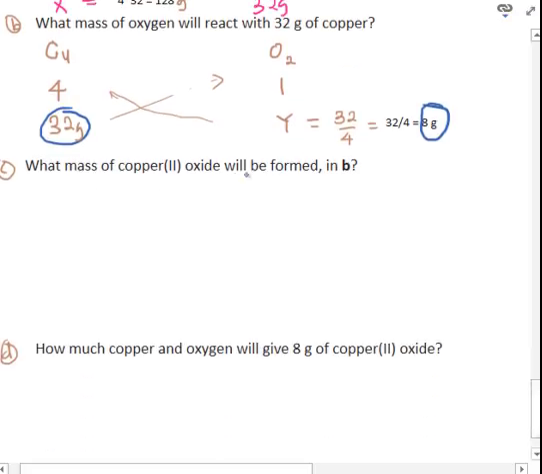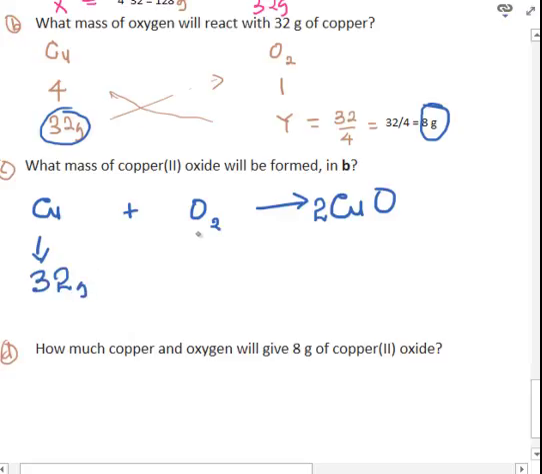What mass of copper 2 oxide will be formed in B? So of course copper reacts with oxygen to give us copper 2 oxide, CuO. So we have to balance the equation. First, it is 2 here. Even if we don't need the equation, at this level we don't even need it, since we know that 32 grams of copper reacts with 8 grams of oxygen.